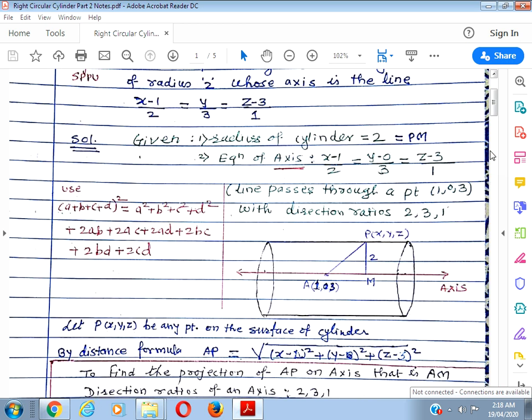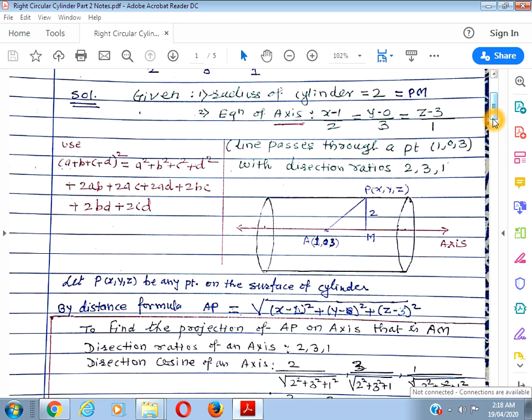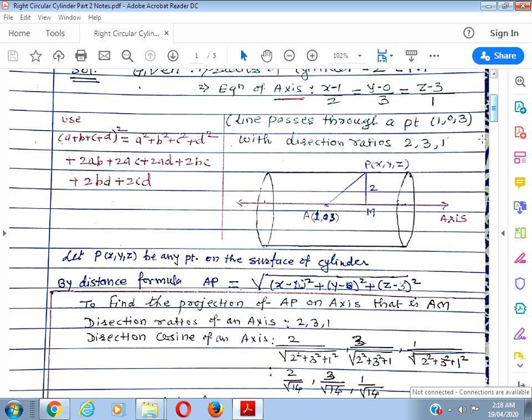And next thing is to find AM. But finding AM, you have to be careful when you find AM. So how to find AM? AM is the projection of AP on axis. So for this projection, two things are required. The first thing is what? The direction ratios of AP.